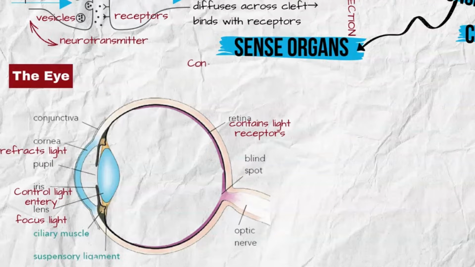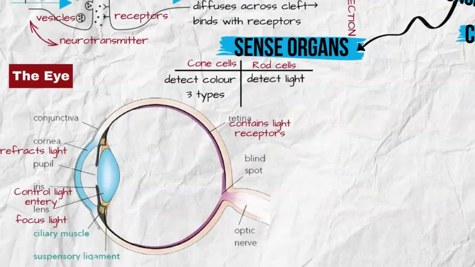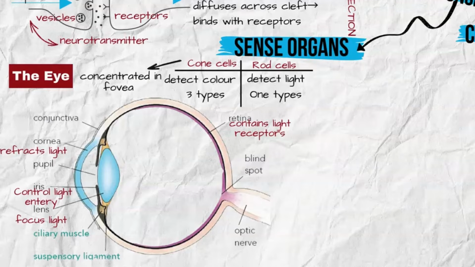Inside the retina, you have cone cells and rod cells. You must know the difference. Cone cells detect color. There are 3 types of cone receptors. Rod cells detect light intensity. They are more sensitive than cone cells in dim light. But there's only one type of rod receptor. Cone cells are concentrated in the fovea. That's the area responsible for sharp color vision.